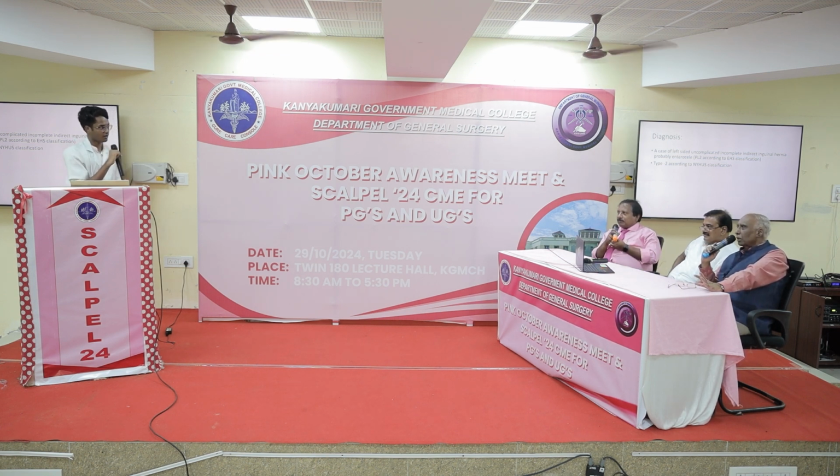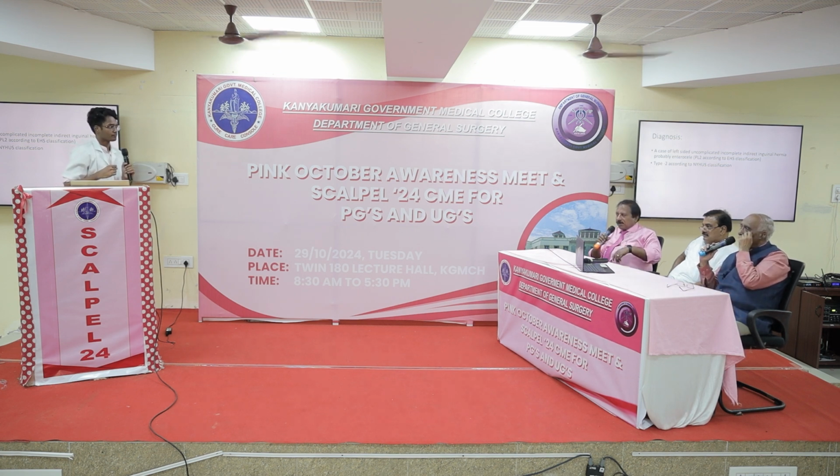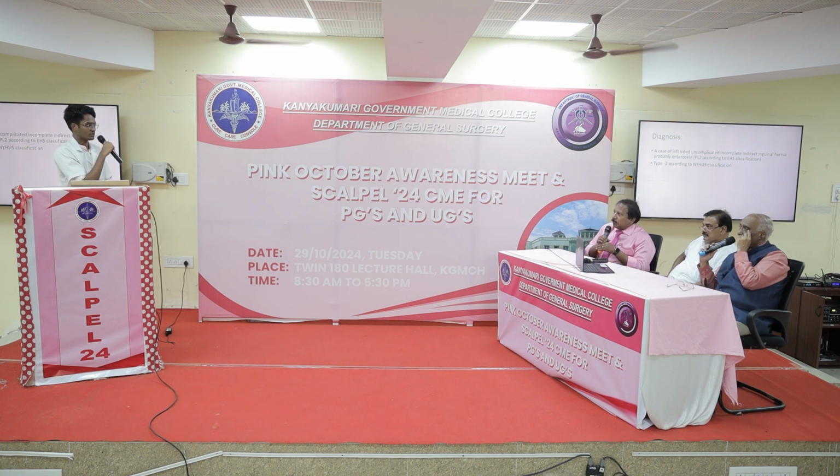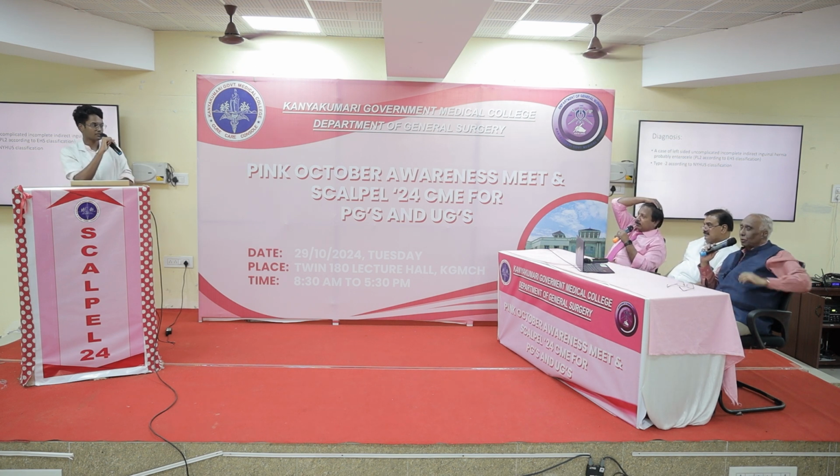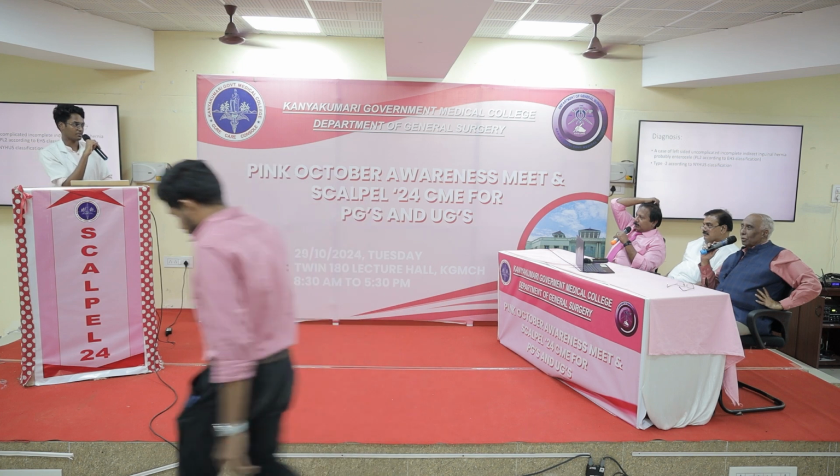What is the incision for open hernia repair? We'll make an oblique incision along the medial two-thirds of the inguinal ligament. Then skin, subcutaneous tissue. What are the layers of the superficial fascia? There are two layers: Camper's fascia and Scarpa's fascia.